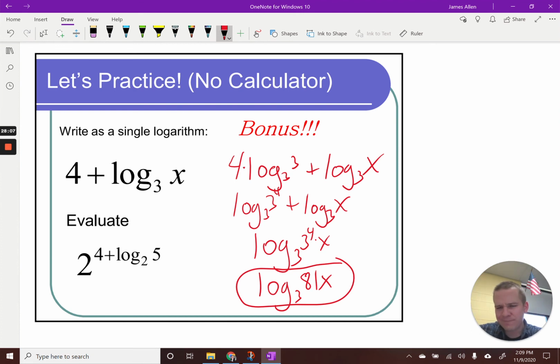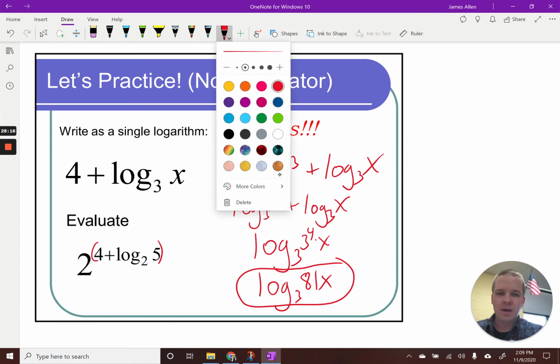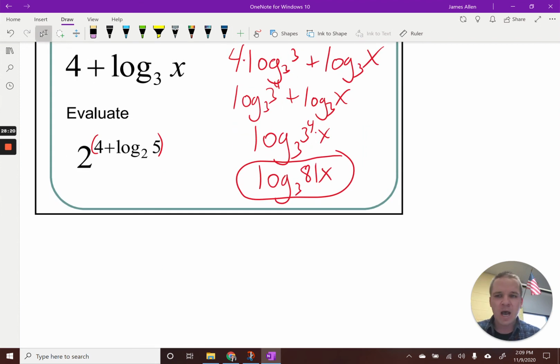All right. This next one. 2 to the 4 plus log base 2 of 5. My goodness. I didn't even say it right the first time. It's so crazy. Okay, well, let's see if we can tackle this one. So that is all in my exponent. I have two things that are added together in the exponent, right?